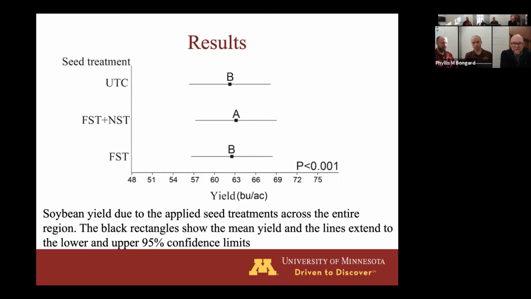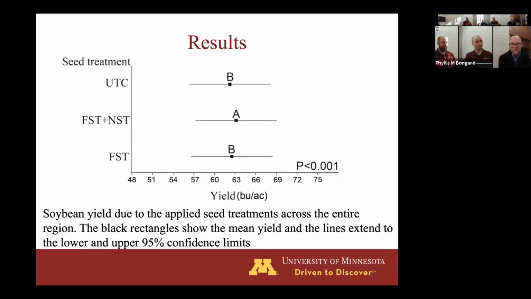You'll see that we received a significant but very small increase in yield when we had those neonics included with the seed treatment. That gave us a 0.9 bushel yield increase over the untreated control. So less than 1 bushel on average across all those sites for utilizing the neonic plus the fungicide seed treatment. And that was 0.6 of a bushel increase over the fungicide alone.